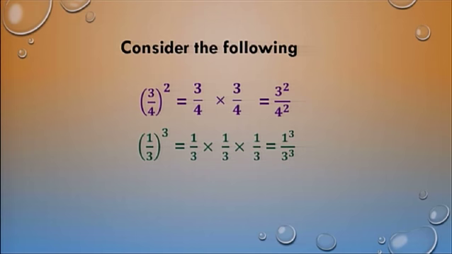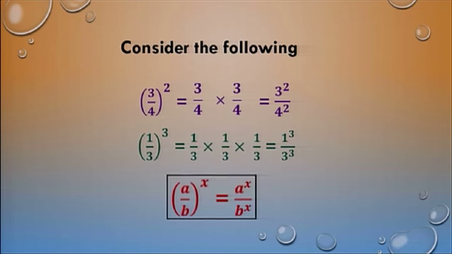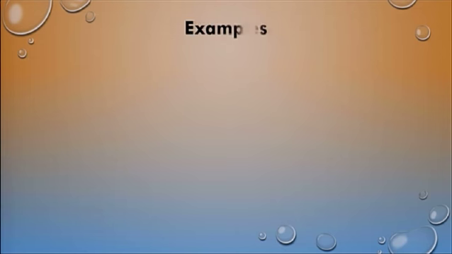Again, these results can be generalized as a rule of indices, which is (a over b) power x equal to a power x divided by b power x. That is, this power x belongs to both a and b. Let's have a look at some examples.